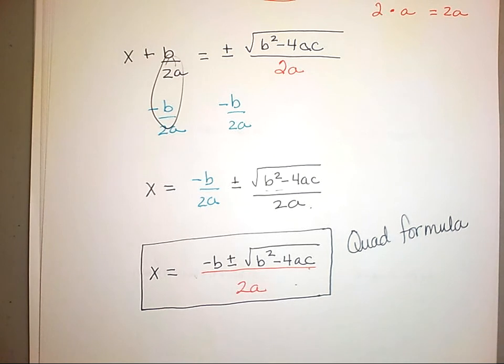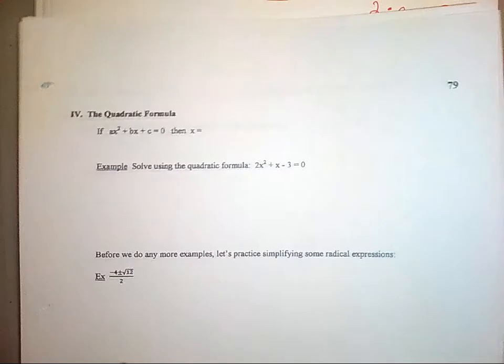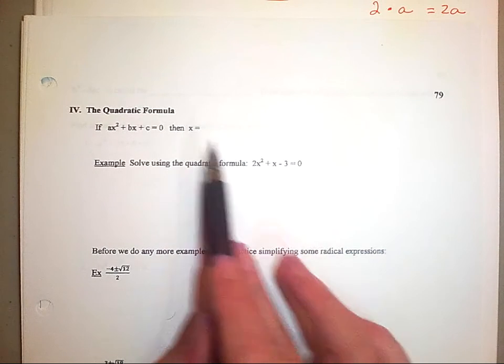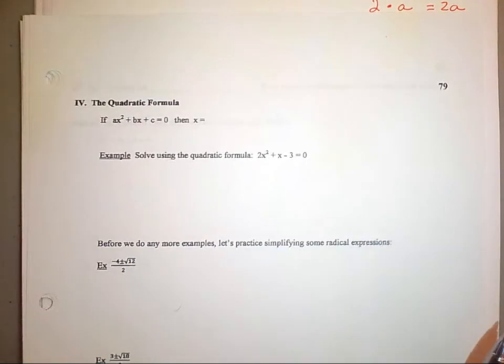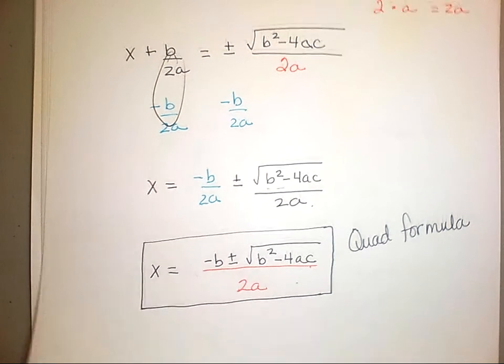And this is another method, our fourth method, that you will be asked to demonstrate. So this result is what you need to write up here, if ax squared equals that. You will need to know this. Put it on your flashcards. Now let's do an example on page 79 of solving this.